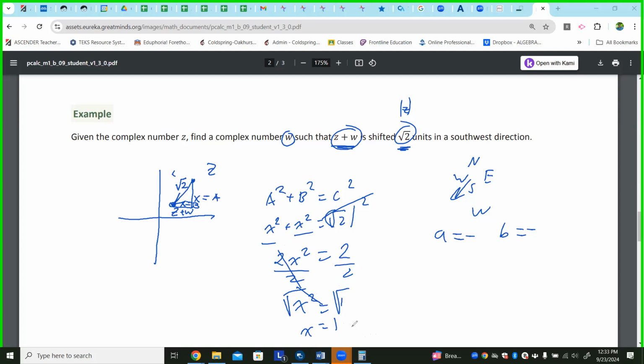All right, I know typically we have to do this plus or minus concept, but since I know it's going in the southwest direction, I know my a and b are both negatives. Why did you?